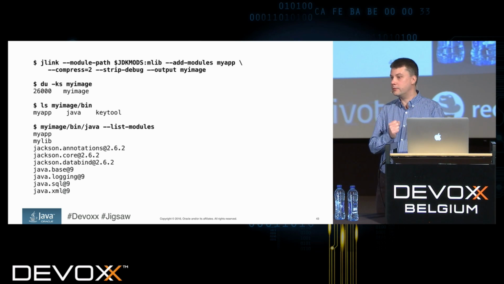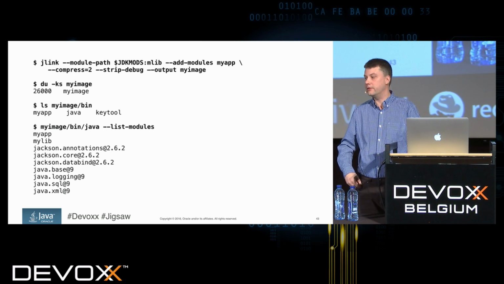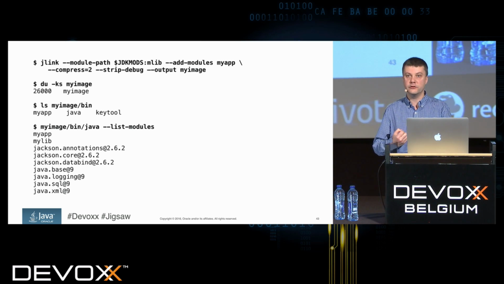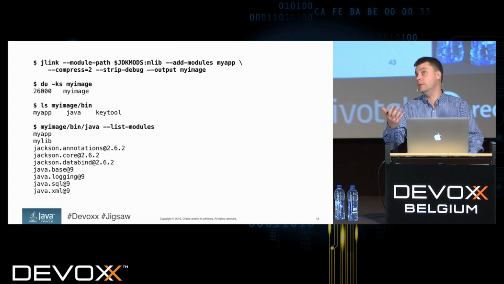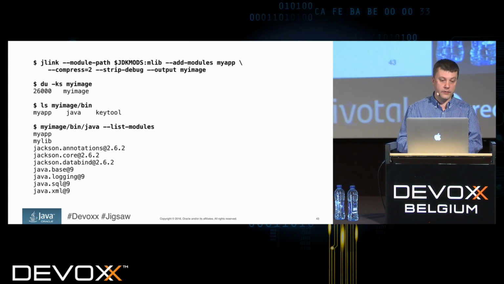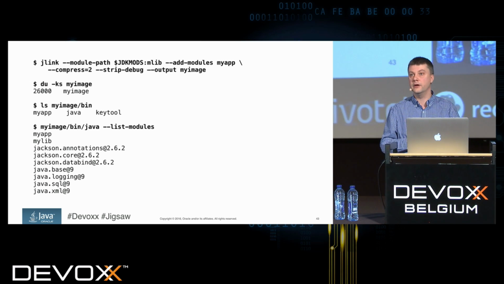Because this is the advanced presentation, we'll use a couple of advanced options. I'm using the --compress option to do some compression on the image, and I'm also using --strip-debug because I want to strip debug information from the class files and make the resulting image a little bit smaller, because I may want to redistribute it, for example. So running jlink, what I end up with in this example is a runtime image that is 26,000 kilobytes, so just over 25 megabytes, which is not too bad.